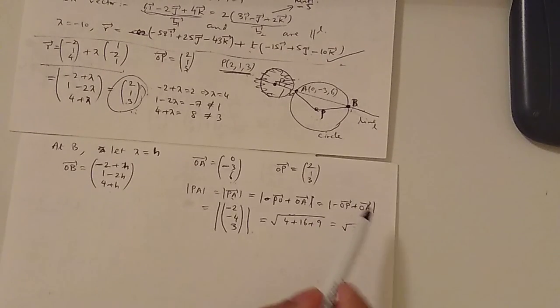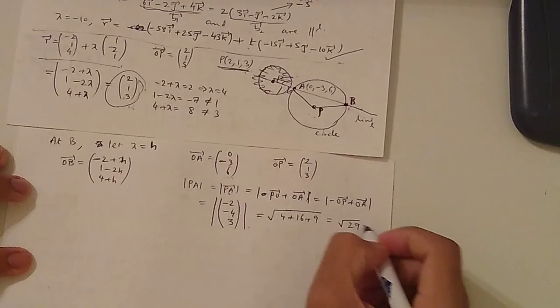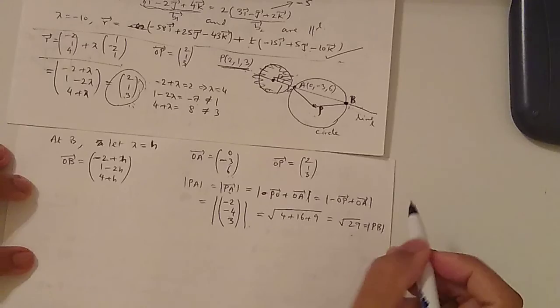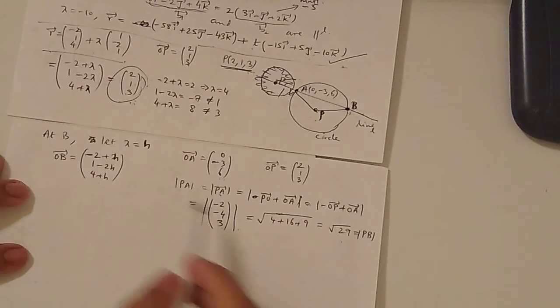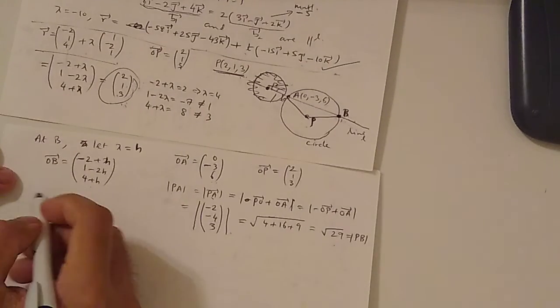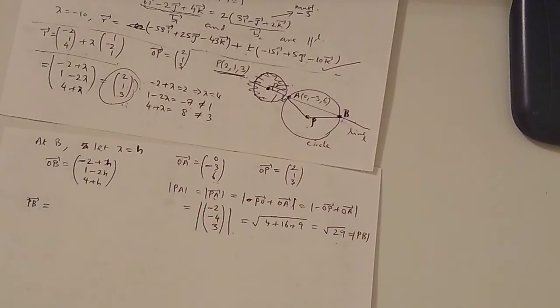Okay, so since PA is equal to root of 29, PB is also equal to root of 29, because they're both the radius of the circle. Okay, so PB is equal to root of 29. Let's calculate what PB is. First, let's calculate the vector PB.